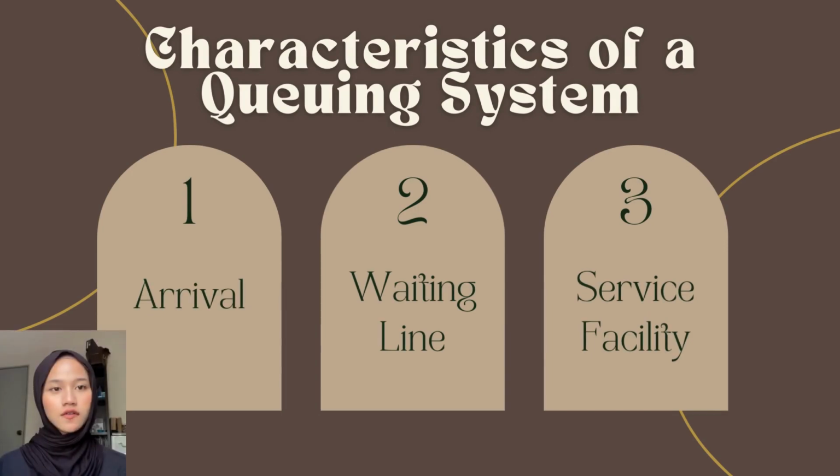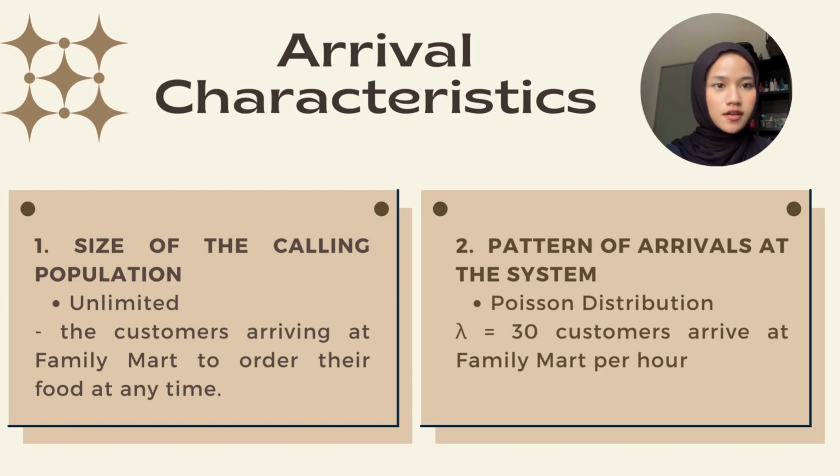For the characteristics of a queuing system, we have three: arrival characteristic, waiting line characteristic, and service facility characteristic. The first is arrival characteristic. In arrival characteristic, we have size of the calling population, pattern of the arrival, and behavior of the arrival. Size of calling population is unlimited, where customers can arrive at Family Mart to order their food at any time, and it doesn't affect the queue line.